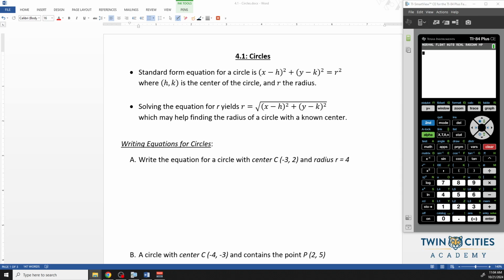Today we're going to talk about circles. This is going to be a continuation from what you did in geometry. Let's begin by talking about the standard form equation for a circle, as well as what we can get from that.